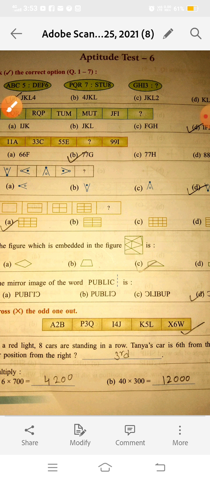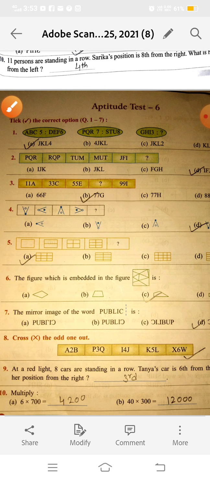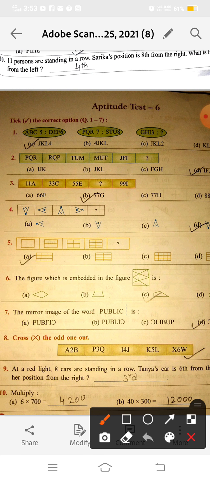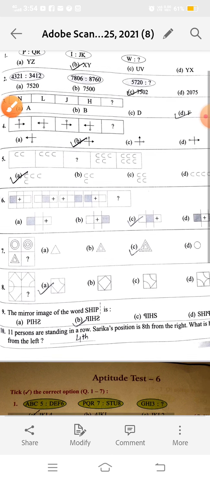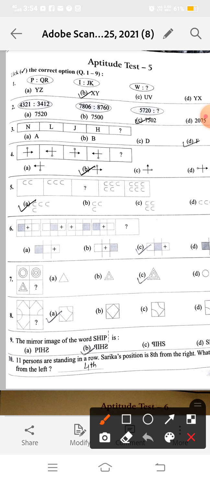Now you have to complete the remaining questions on page number 57 and 56 in your homework. On page number 50, in aptitude test number 6, you have to do questions 1 to 7 in your homework. And in aptitude test number 5, questions 3, 4, 5, 6 and question number 9.